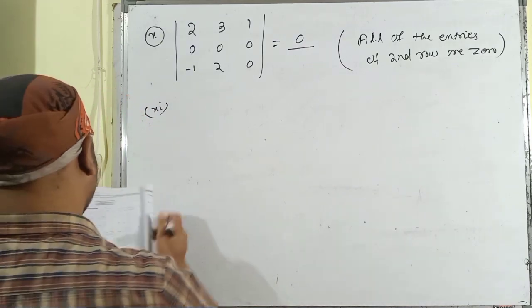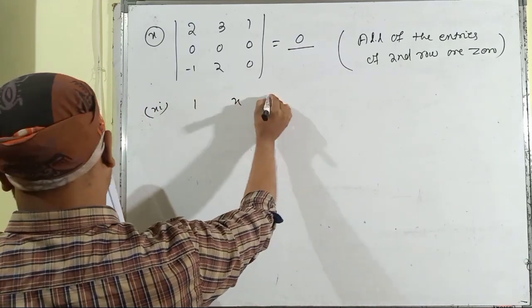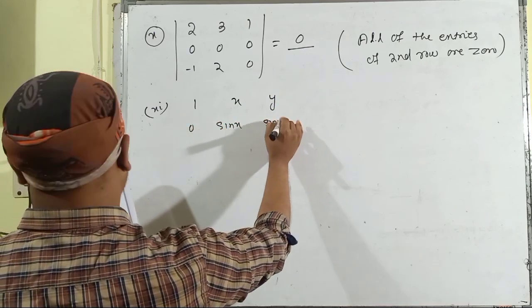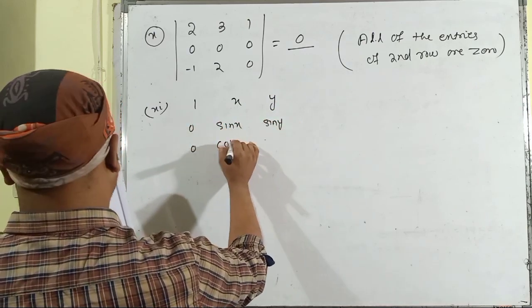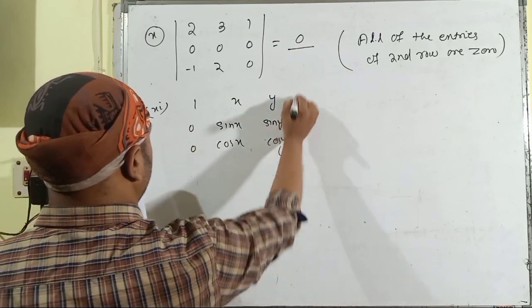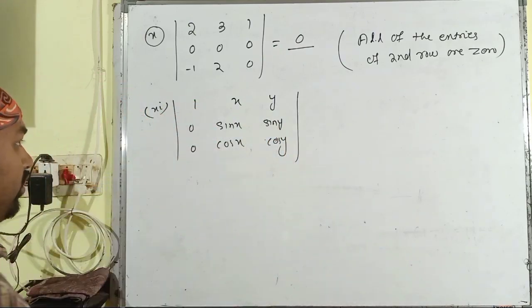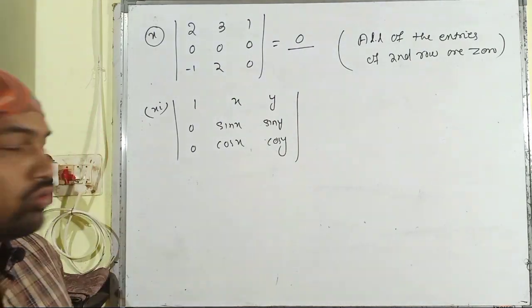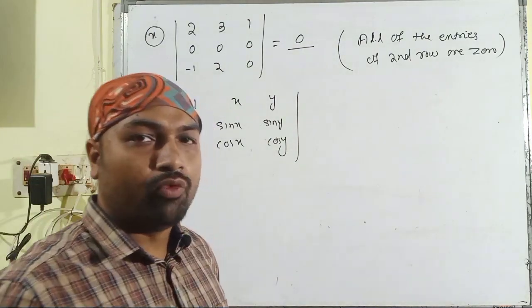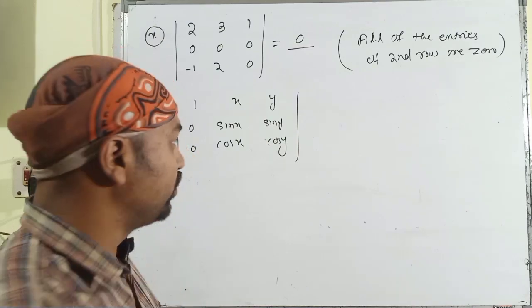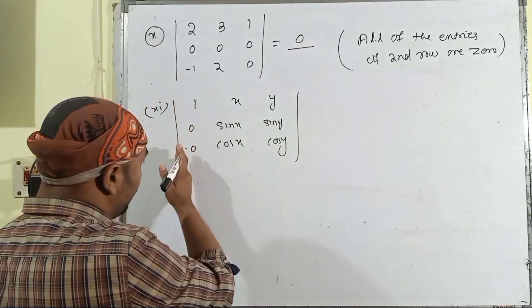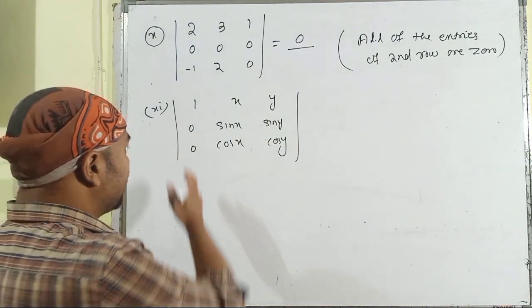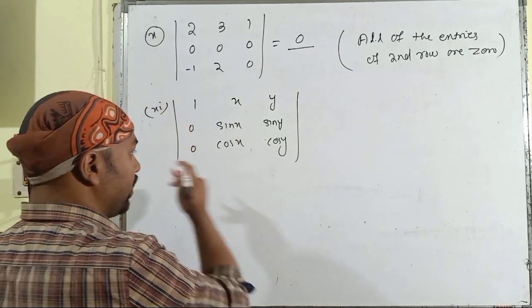Then 11th bit: 1, x, y, 0, sin x, sin y, 0, cos x, cos y. First of all, to solve this type of determinant, we have to find that row or that column which contains the maximum number of zeros. And you can see that column 1 contains the maximum number of zeros, and those are 2. So expanding along column 1.